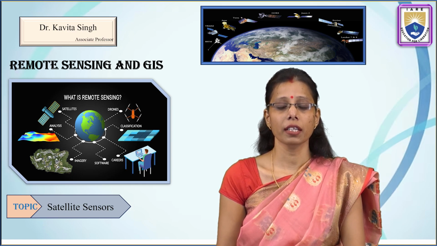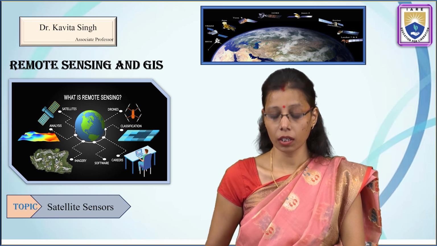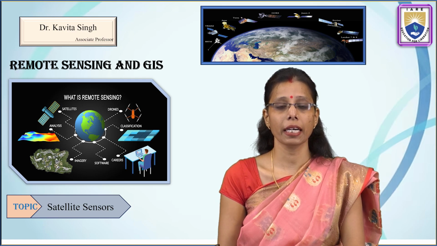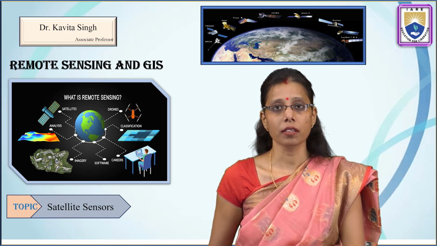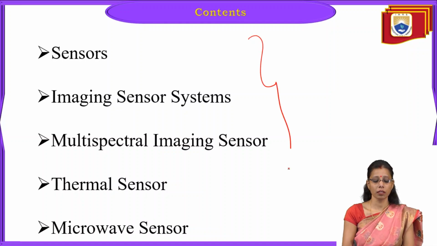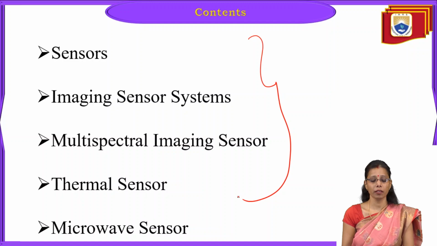So what type of sensors are there, and what type of sensors are used in which spectral bands, like in the spectral reflectance, we will see the curves and all. What type of sensors are used in different bands of our electromagnetic spectrum, that we will see today. So let us discuss this topic. The topic is satellite sensors, and the topics which we are going to cover in this whole lecture are sensors, imaging sensor systems, multispectral imaging sensor, thermal sensor, and microwave sensor. These will be the different types of sensors which are used in the different fields of the electromagnetic spectrum.